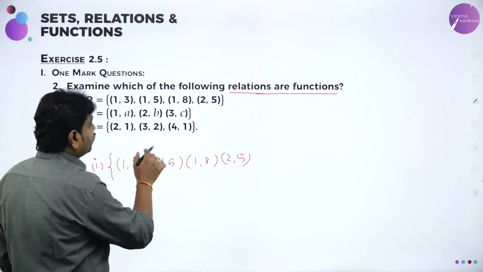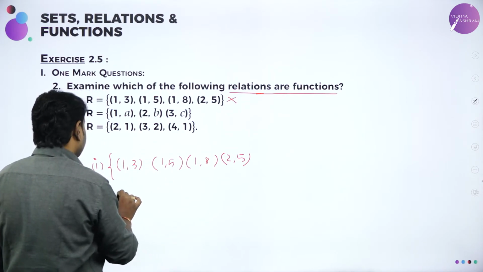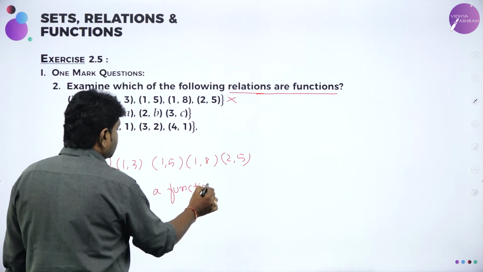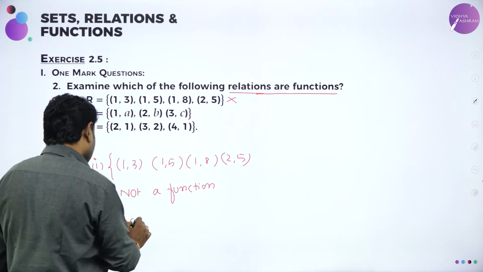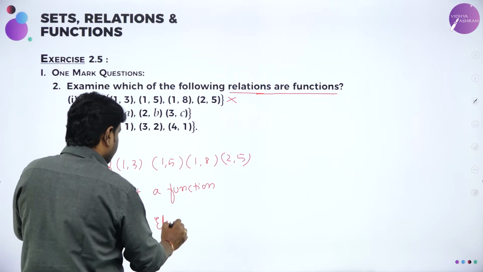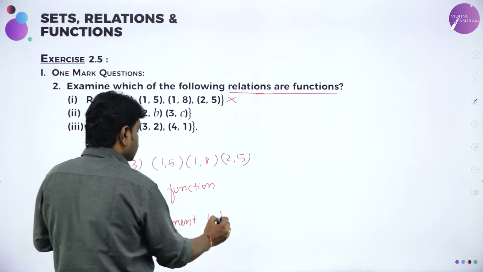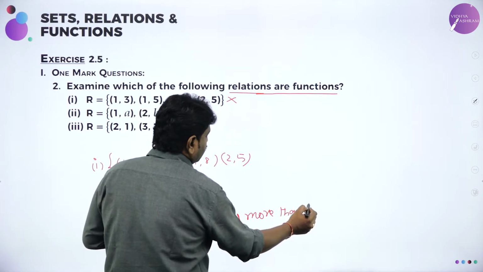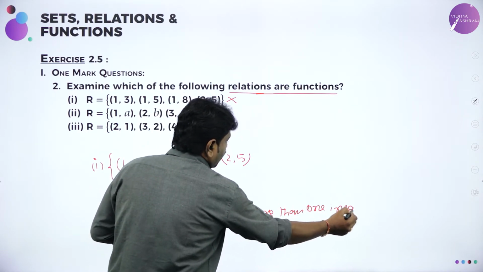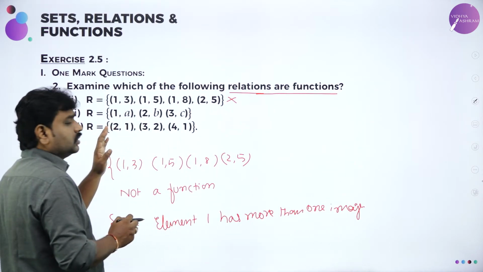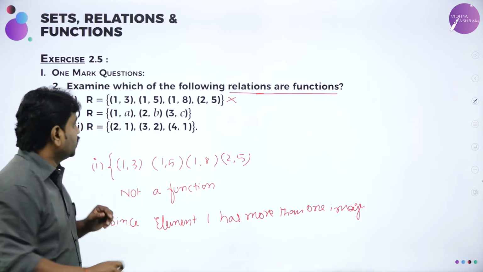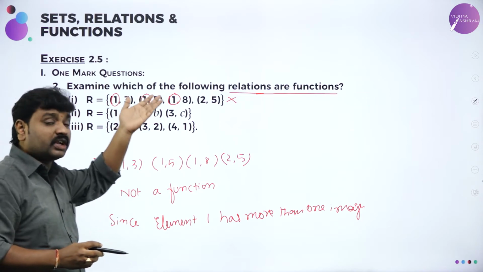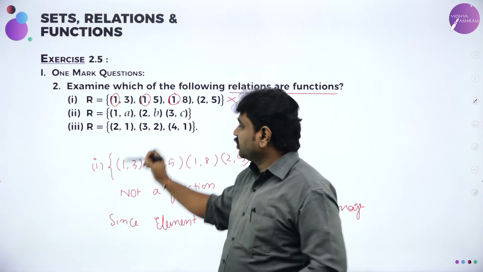So they want which is a function. First one is not a function. Why do I call it not a function? Since element 1 has more than one image. Simple technique what I want to tell you: observe, if the first element repeats, it is not a function. Here the first element is repeated, 1 is repeated 3 times, or 1 is having more than one image, therefore it is not a function. So it's a relation but not a function.